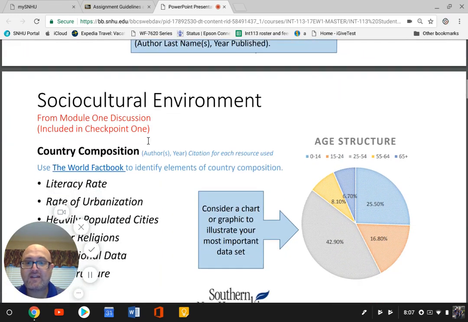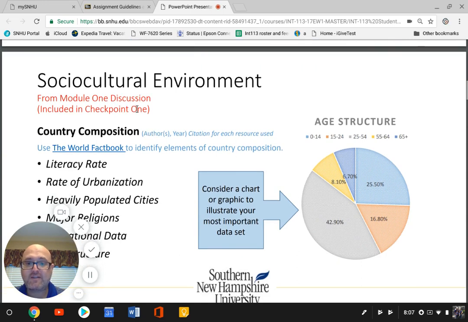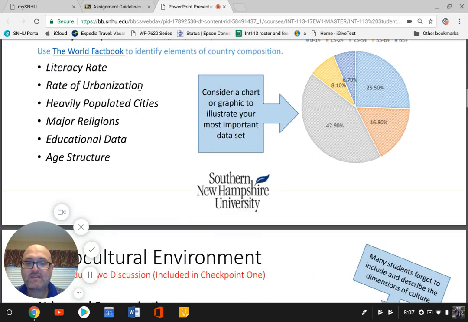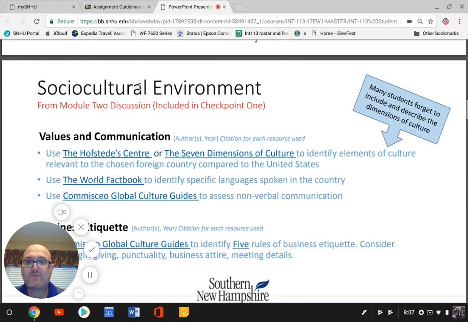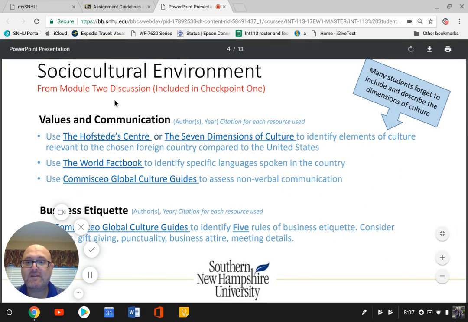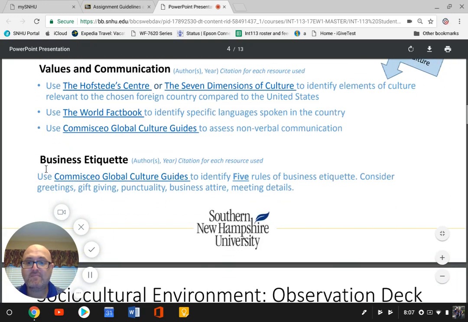The third slide is where we start our socio-cultural environment. Once again, this is the information that you collected for Module 1 discussion, the country composition. The fourth slide is a continuation of the social cultural environment, but now you can see we're on to Module 2 discussion. So this is the information that you researched and presented during Module 2, where you researched the values and communication and the business etiquette.